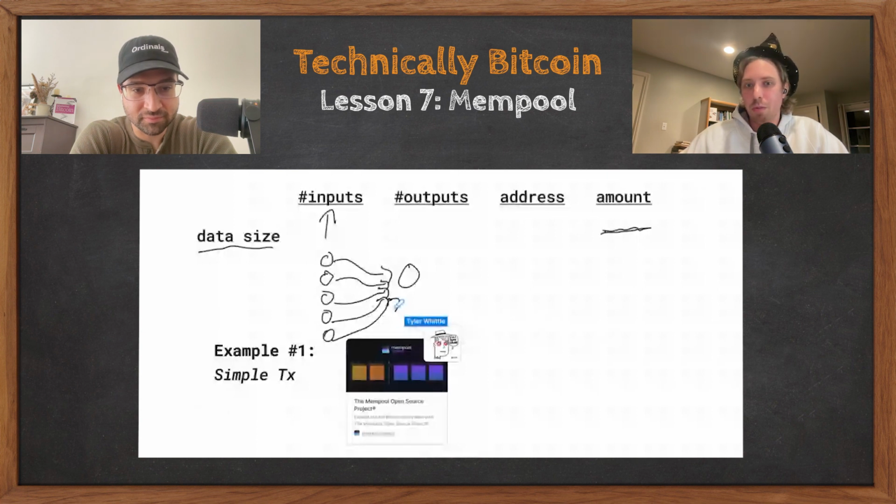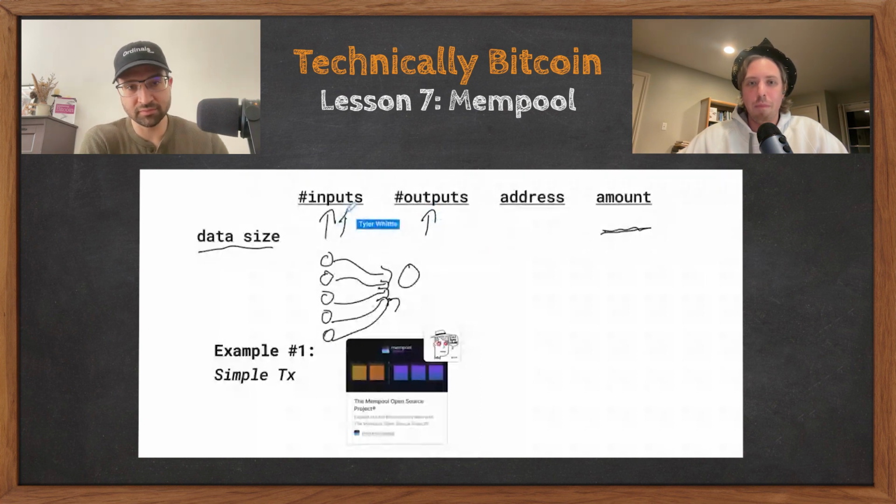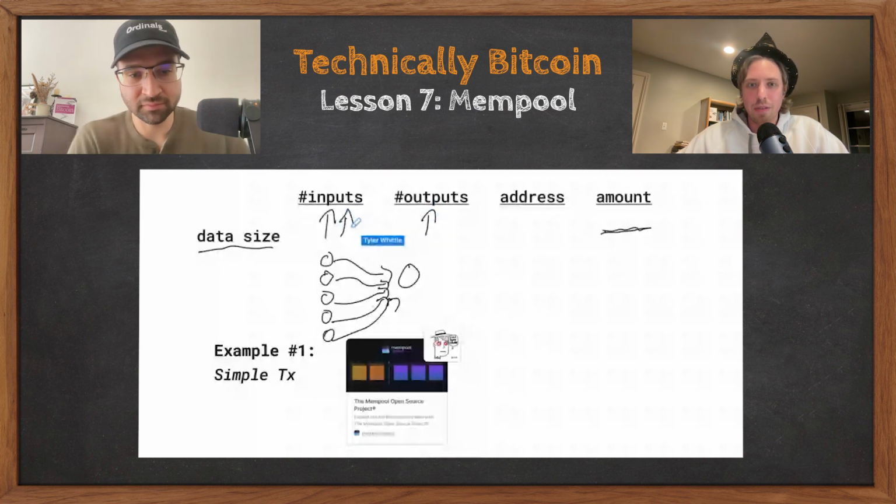Now, inputs are much more costly than outputs because they require this signature. And we talked in our first episode about UTXOs how outputs only have 2 fields. They have an amount field and the address they're going to. So outputs also cause your data size to go up, but your inputs are going to cause it to go up a lot more than the outputs.